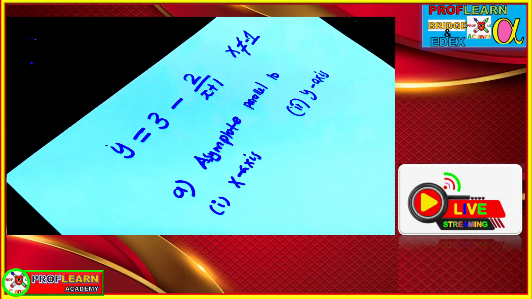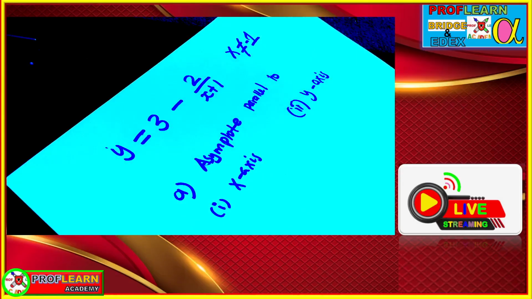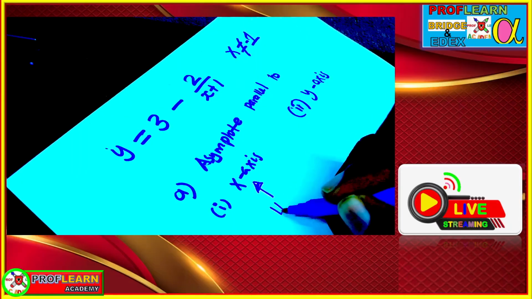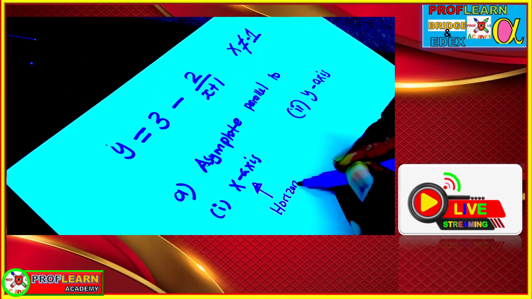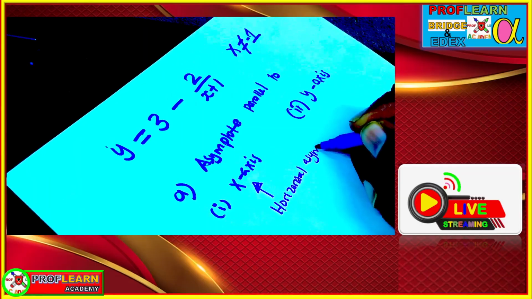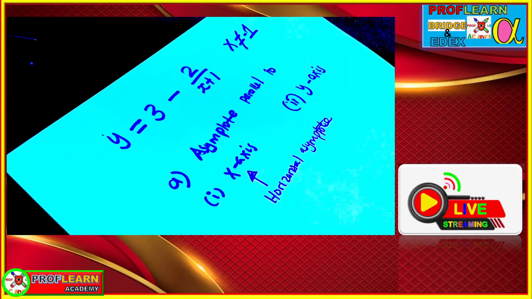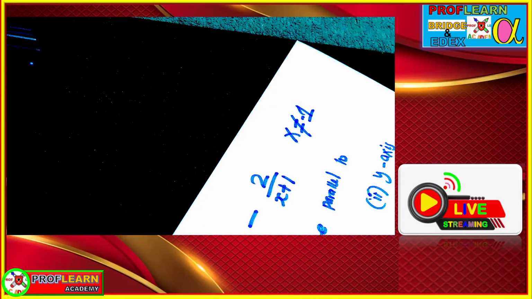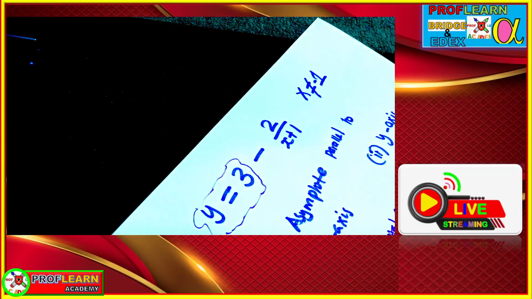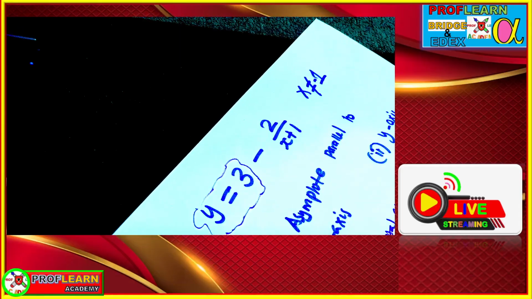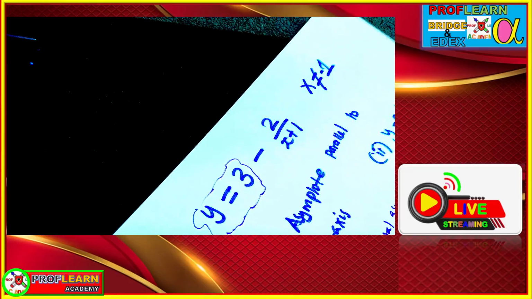Now it's very simple. In order to work out this question, something that you need to remember is that parallel to the x-axis is called the horizontal asymptote. The horizontal asymptote is usually picked from the constant term. So y is equals to 3 is this horizontal asymptote.